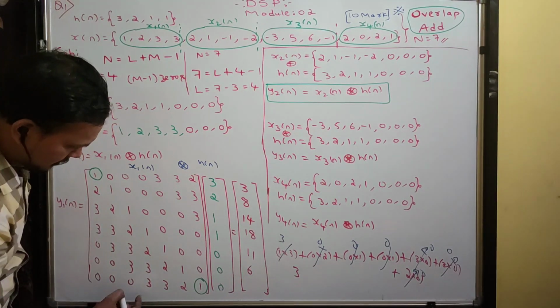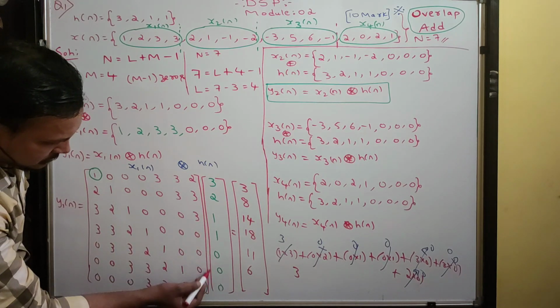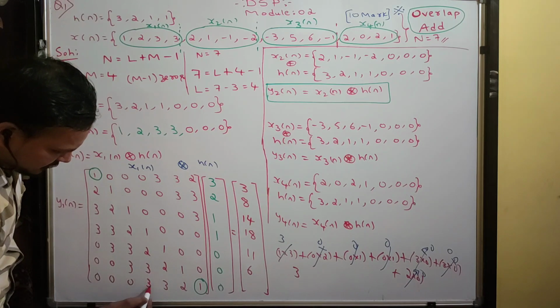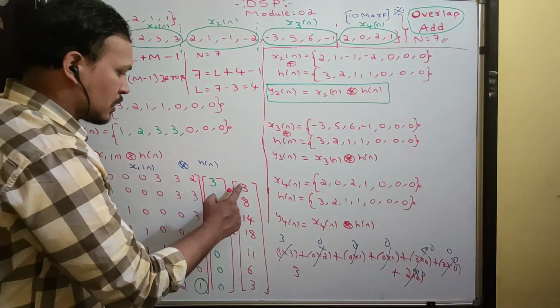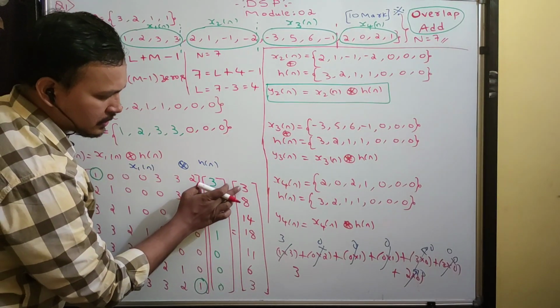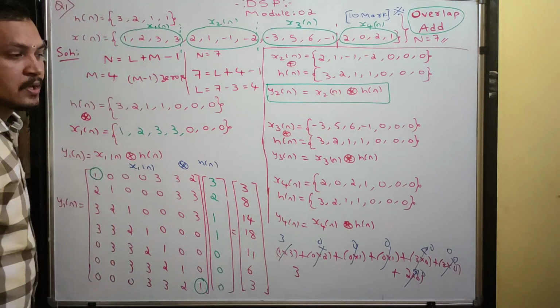Finally this 3. See, the first 3 elements are 0, here a number is there, 0 only. Last 3 elements here 0 but here numbers are there. But here both numbers are there. 3 1 is 3. Okay. So this is the output y1 of n. y1 of n is 3, 8, 14, 18, 11, 6, 3.